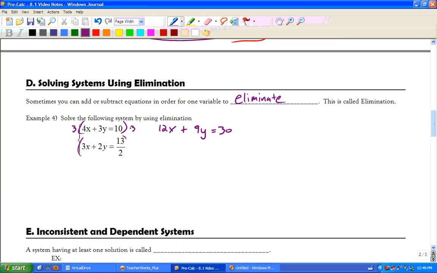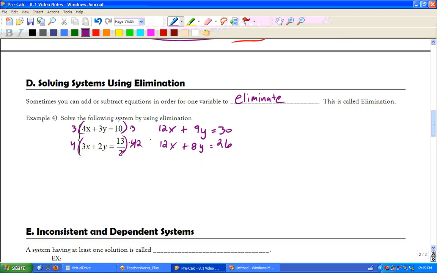And I'm going to multiply this equation by 4. I always try to find the LCM, the lowest common multiple, least common multiple. It doesn't really matter. You can always multiply, but it's easiest if the numbers stay a little bit smaller. 4 times 3 gives me 12x plus 8y equals 4 times 13 halves. That becomes 2, so that's equal to 26.